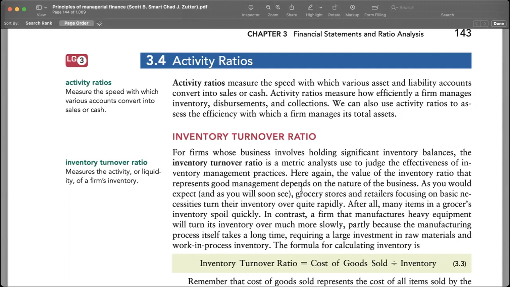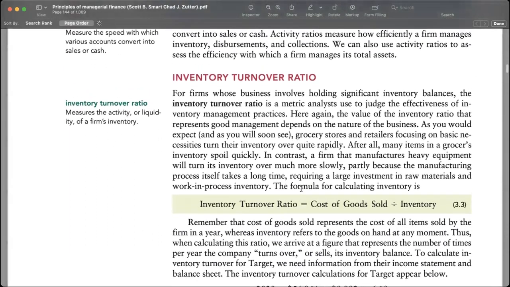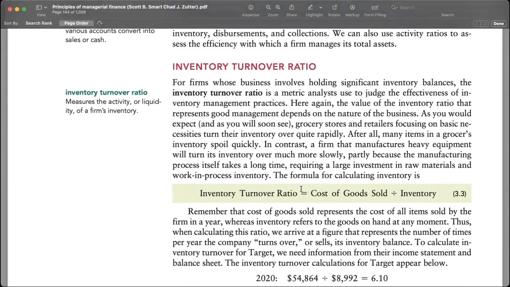So let's start with the inventory turnover ratio. Let us look at the screen. The inventory turnover ratio is cost of goods sold divided by inventory. So where do you get the cost of goods sold? You get it from the income statement. Very easy. And where do you get the inventory? The balance sheet again. So you just pick the cost of goods sold from the income statement and the inventory from the balance sheet, do the division, and you get the inventory turnover ratio.